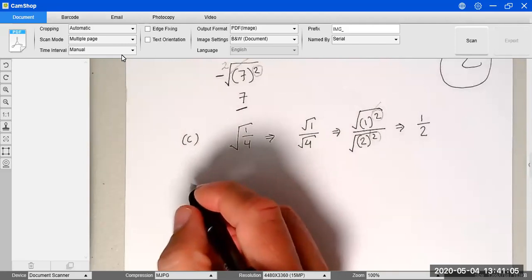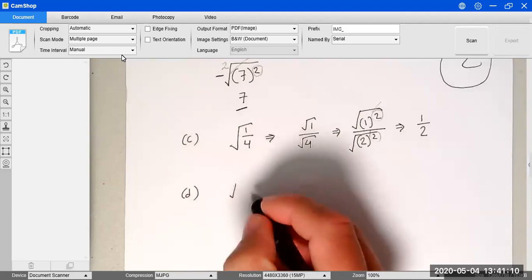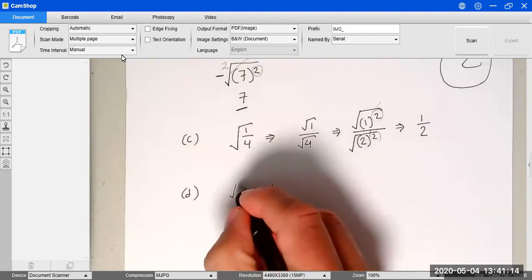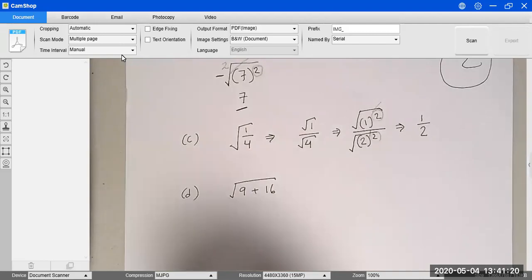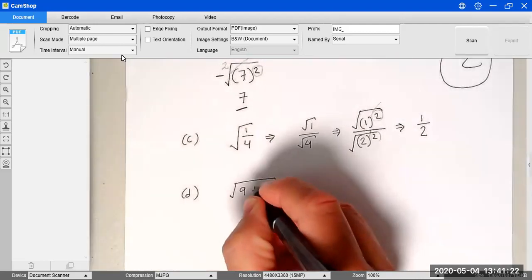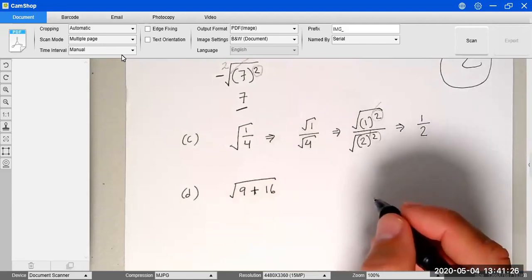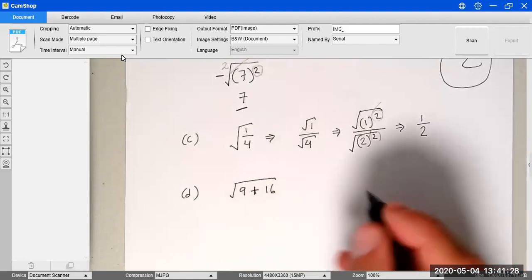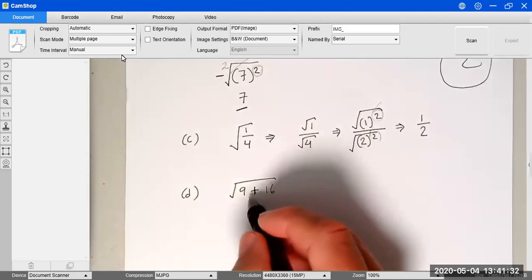Oh, there are two more. So we have now the square root of 9 plus 16. This exercise is very important to emphasize the importance of the plus sign. Remember, the plus sign and the minus sign are operators that are very important, and they hold quantities together. So you cannot break this quantity.